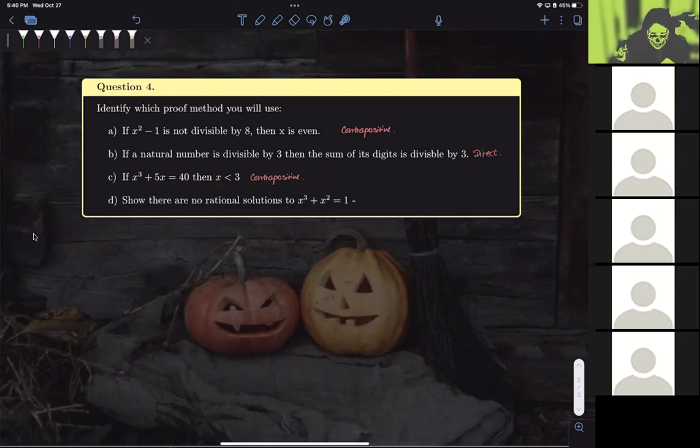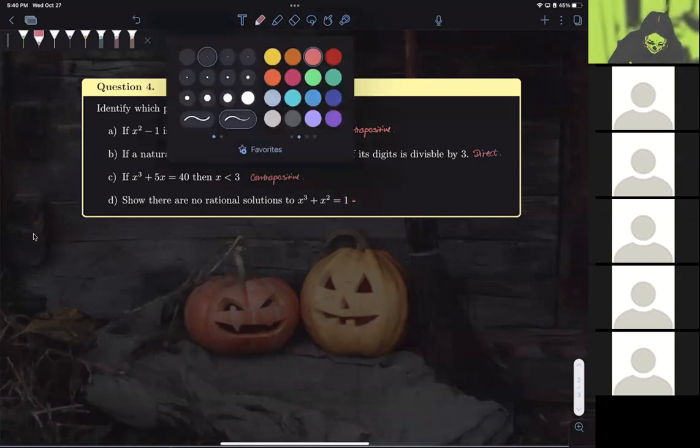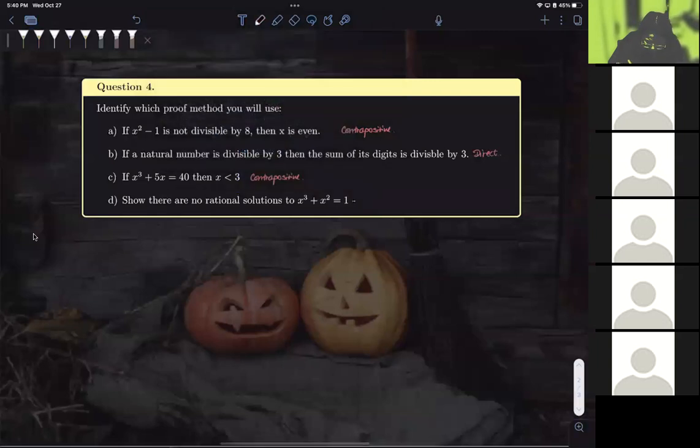Last one, show that there are no rational solutions to x cubed plus. Why do I have a negative here? This should not be here, okay? What do we use for this? Contradiction, exactly.